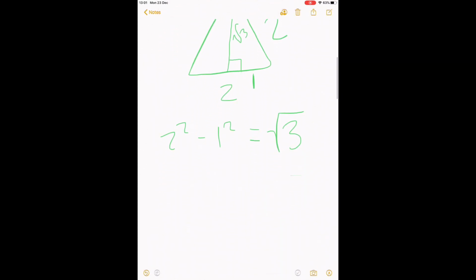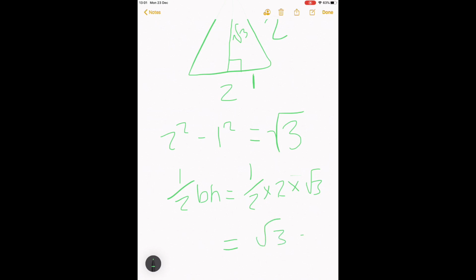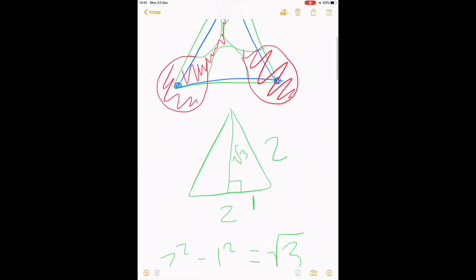So we have root 3 as our height here, and then we can use our formula, half base times height, which is half our base, which we know is 2, times our height, which is root 3. So half times 2 is basically 1, and 1 times root 3 is just root 3. So our area of our triangle is root 3.